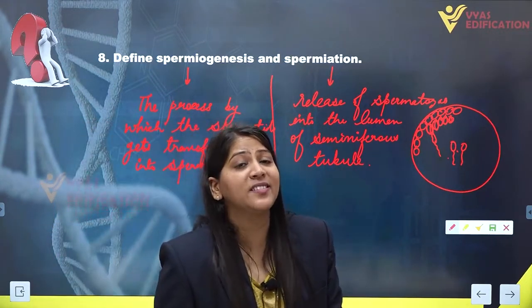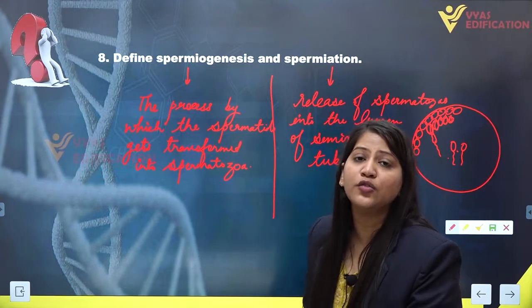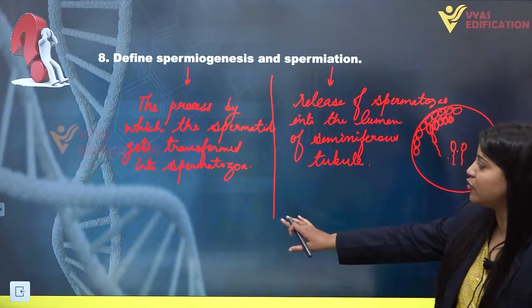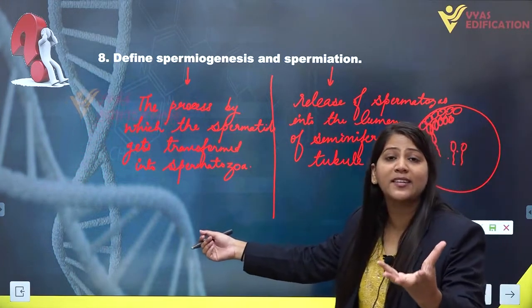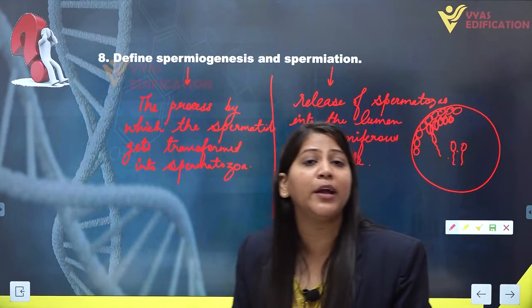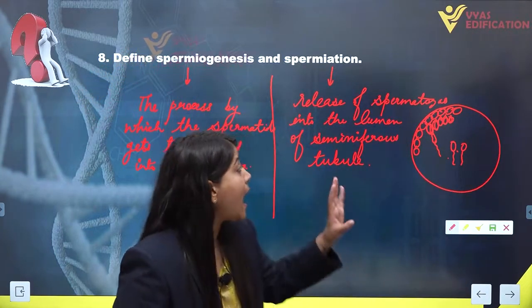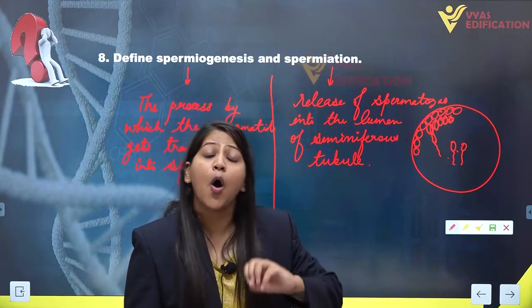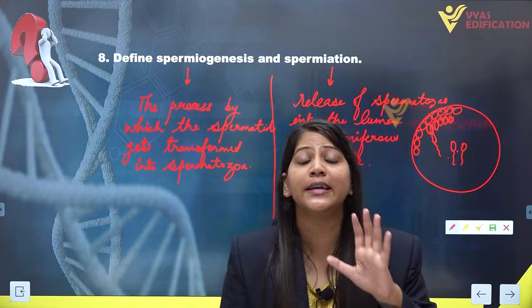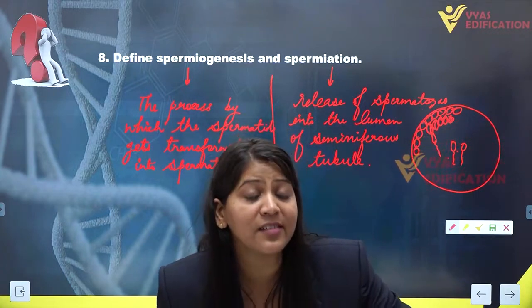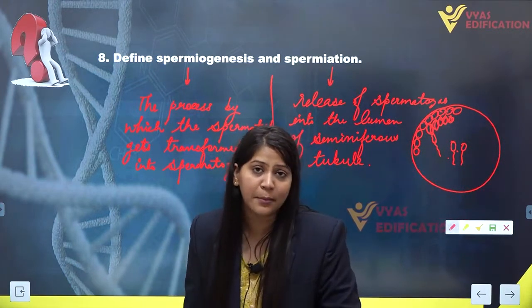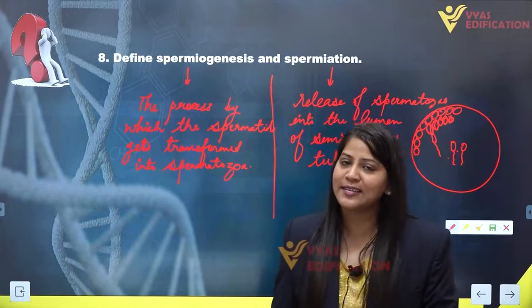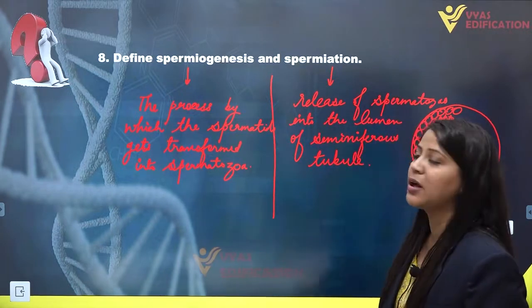So this is the basic difference between spermiogenesis and spermiation. Spermiogenesis is a process in which spermatids are transformed into spermatozoa or sperm cells, and spermiation is the process in which the sperm cells or spermatozoa, after getting mature, are released into the lumen of the seminiferous tubules. So this is the answer to question number 8.